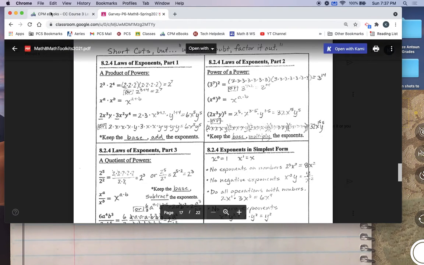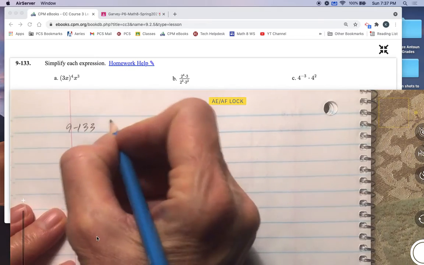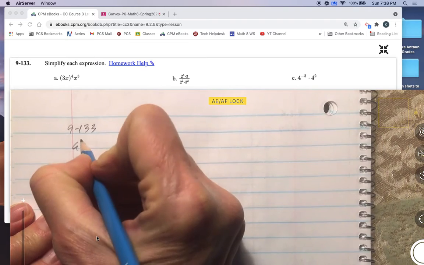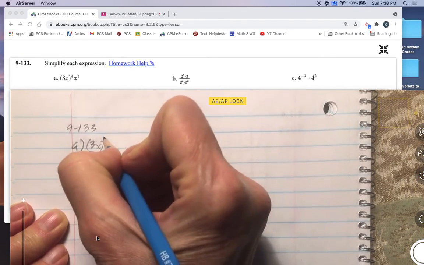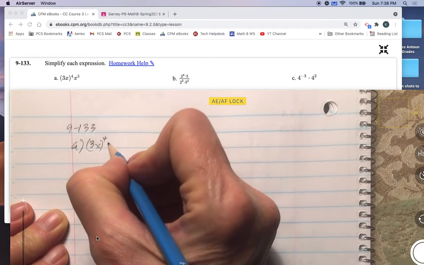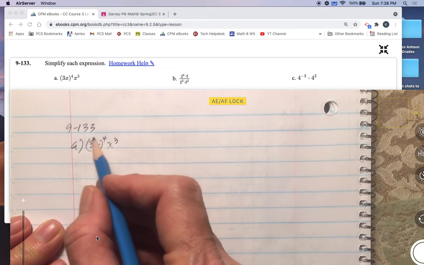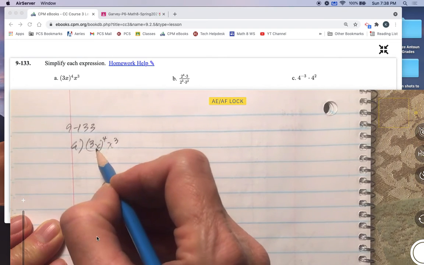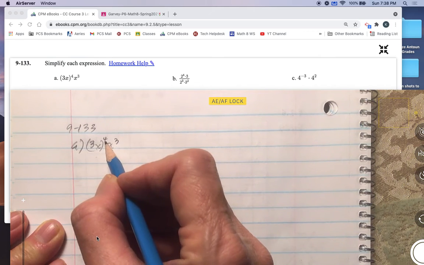Okay, so let's go back and do that first problem, which is a multiplication of powers. I'm going to rewrite the problem here. This is A, and it's 3x to the fourth power times x to the third power. It might be helpful first if we get rid of these parentheses. I know that everything inside the parentheses has to be taken up to this fourth power.